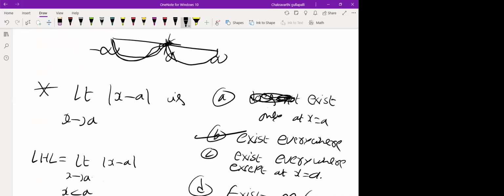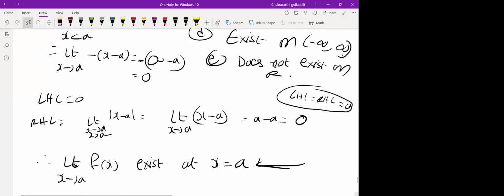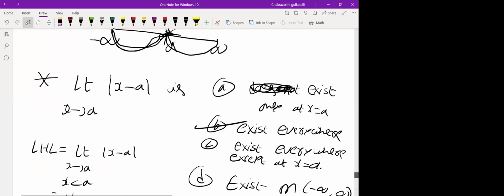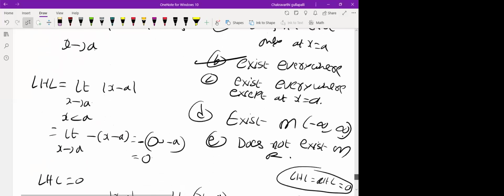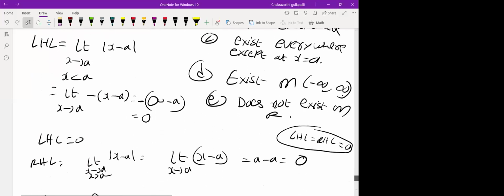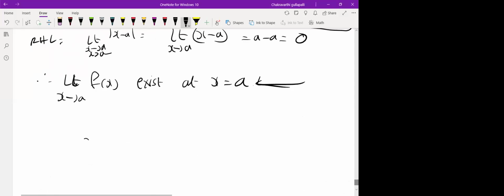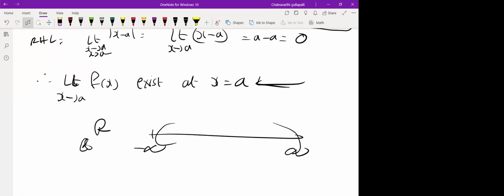But we know that a is the break point, and at the break point it is existing, and at all other points we already know it exists. So we cannot say only at x equal to a. We cannot say it exists everywhere except at x equal to a either. So "exists everywhere" is correct. What does exist everywhere mean? Exist on R. Everywhere means what? On R. R means minus infinity to infinity, open interval, because R can be written as minus infinity to infinity.